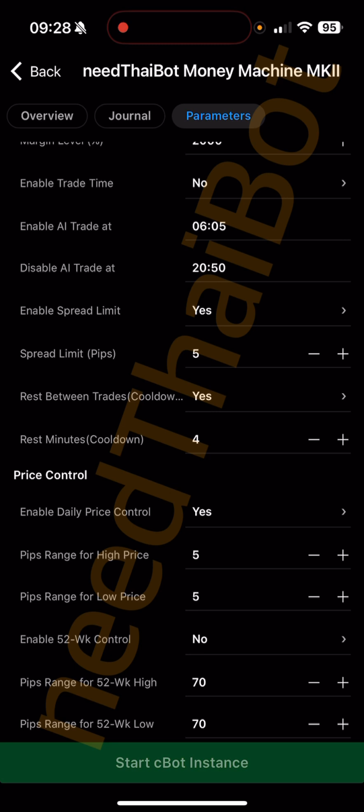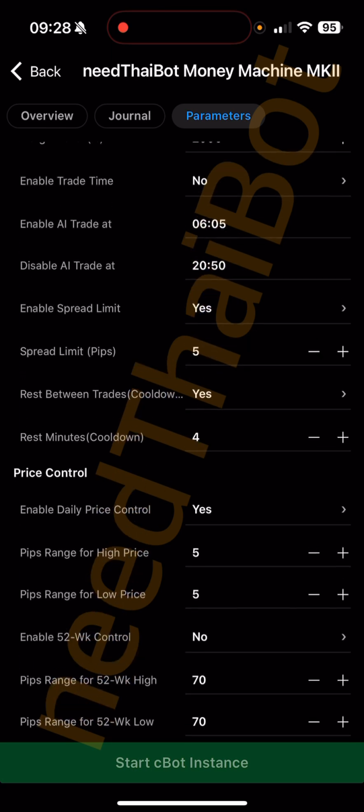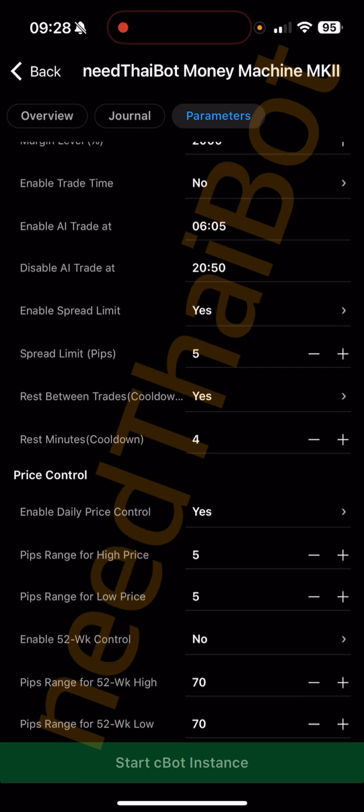The bot will look at the market again and see what the candle and the indicators are doing at that moment, and then make a decision to open the trade or not. So if it opens the trade, it will wait for another 4 minutes and analyze the market again before it opens the next trade. And the last one is the price control.